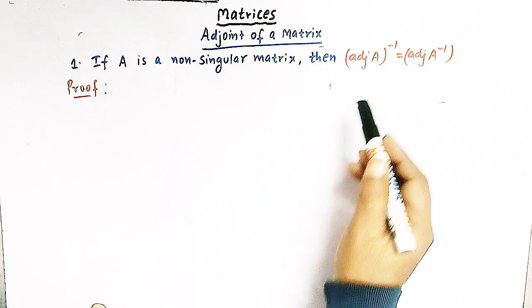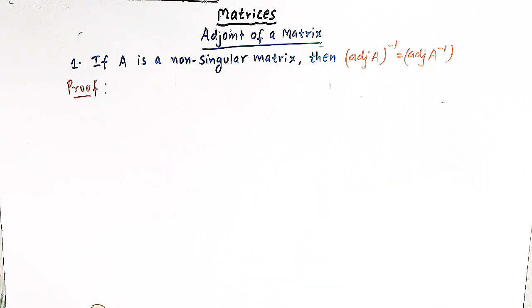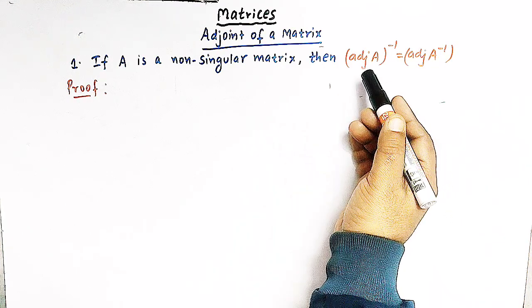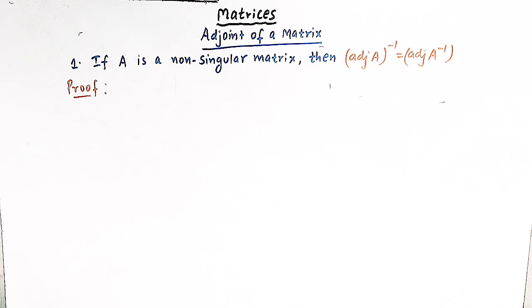Here we'll prove this result with the help of some important concepts from matrices. The first one is the inverse of a matrix, and the second one is the adjoint of the product of two matrices. So let us see how we can prove this result with the help of these concepts.